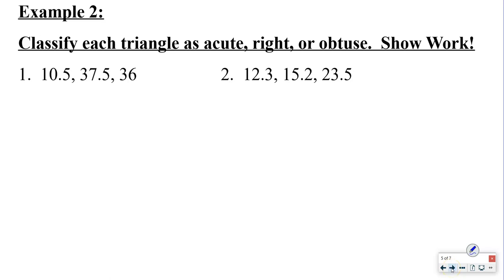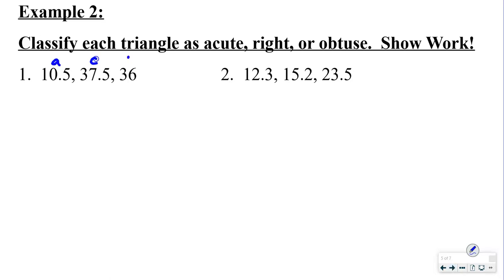So classifying each triangle as acute, right, or obtuse, just by these side lengths. So these three numbers up here are my three side lengths of a triangle. So even though we don't have a triangle drawn, they're telling us that these are the three side lengths. Tell if the triangle is acute, right, or obtuse. So I need to identify my longest side, my biggest number, and my biggest number is going to be my C value. So that would be 37.5, so that would be my C.